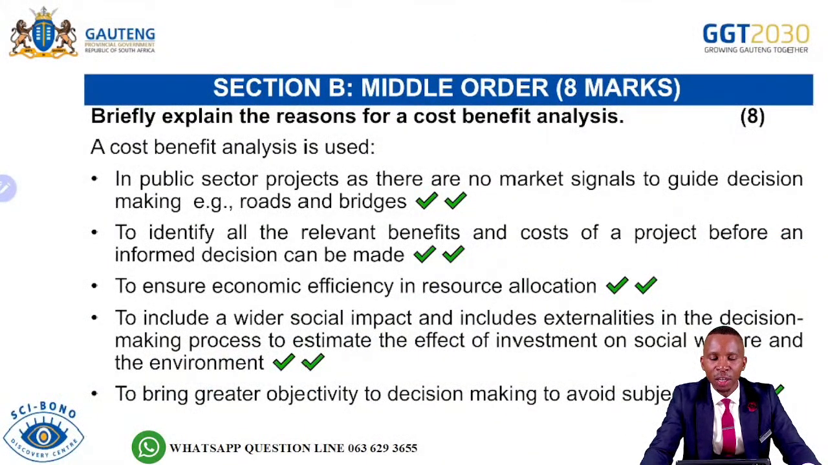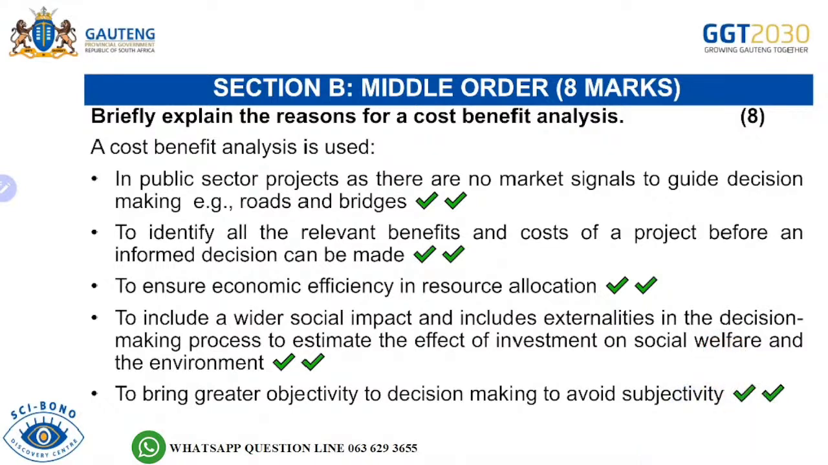We've explained that. That is the 8 marks now. Why do we do CBA? It is done for the following reasons. In public sector projects, there are no market signals to guide decision making, e.g. roads and bridges. To identify all relevant benefits and costs of a project before an informed decision is made.